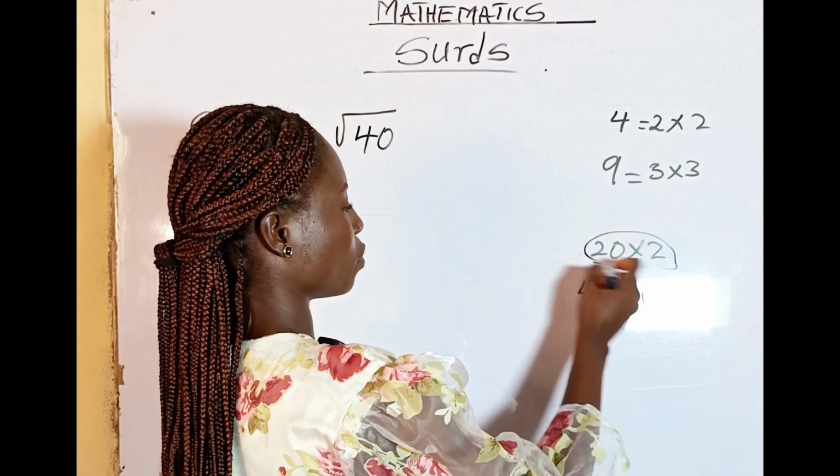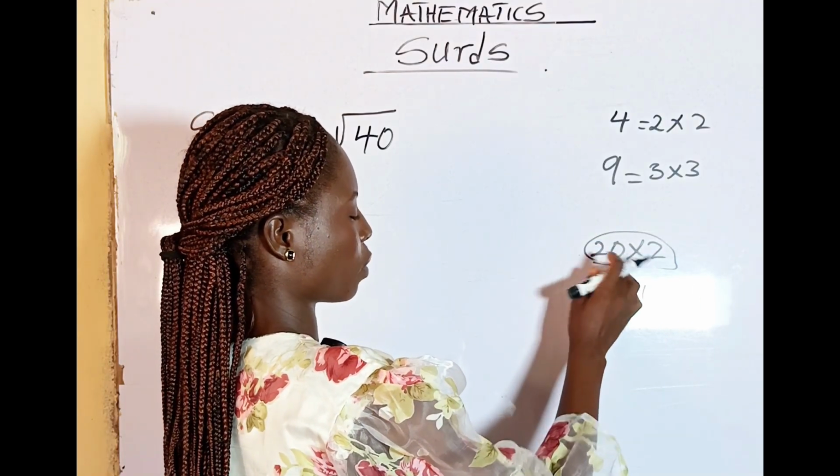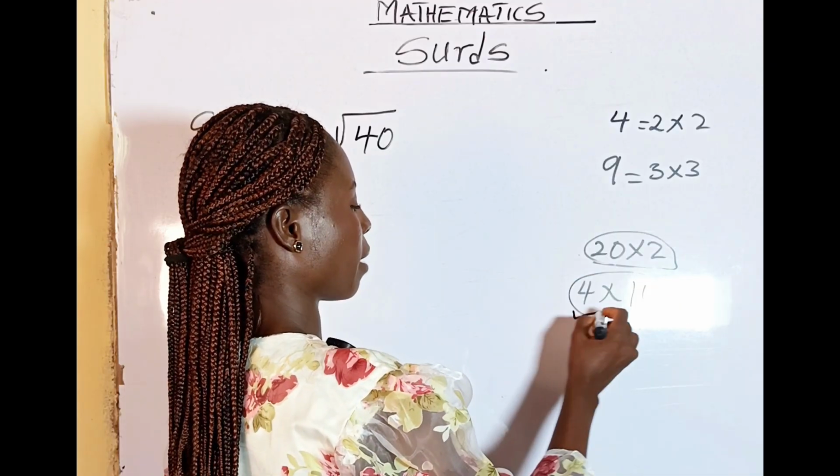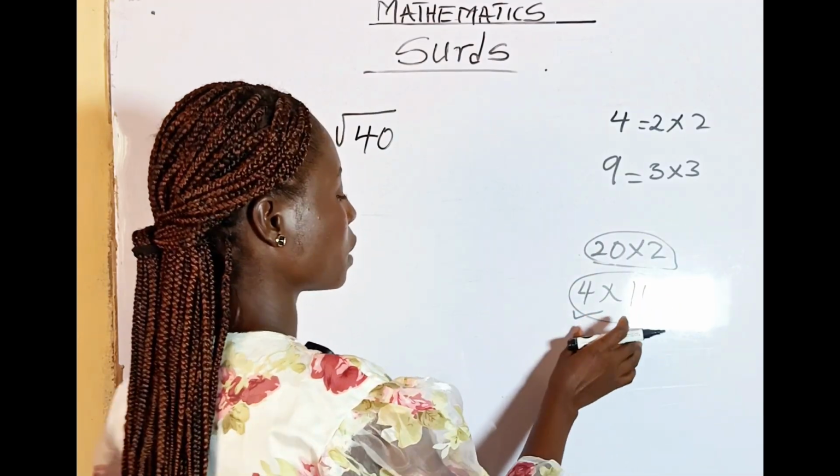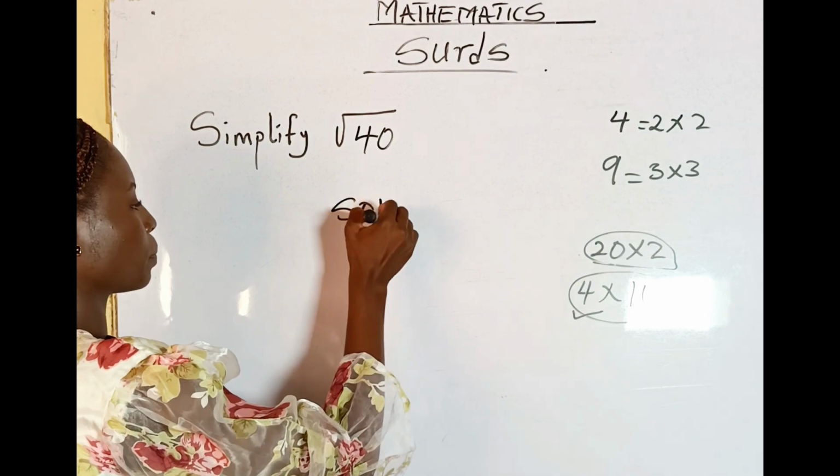If I use this, you will notice that with this 2, there's no perfect square there. But if I use this, 4 is a perfect square and 10 is not a perfect square. So this will work for me. Solution.